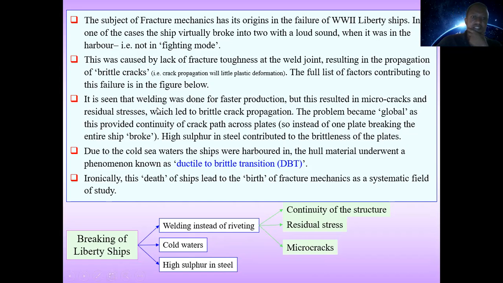It is seen that welding was done for faster production, but this resulted in micro cracks and residual stresses being developed, which leads to brittle crack propagation. This problem becomes global as this provides continuity of crack paths across plates. So instead of one plate breaking, the entire ship broke. High sulfur in steel contributed to the brittleness of the plates.